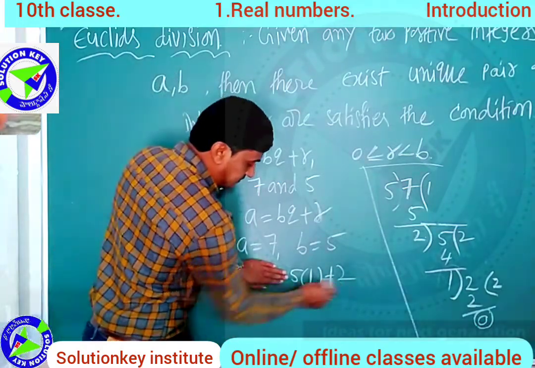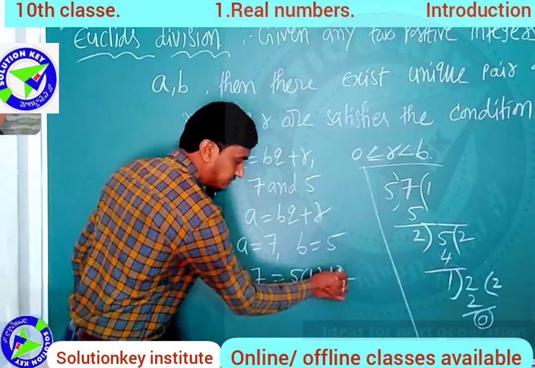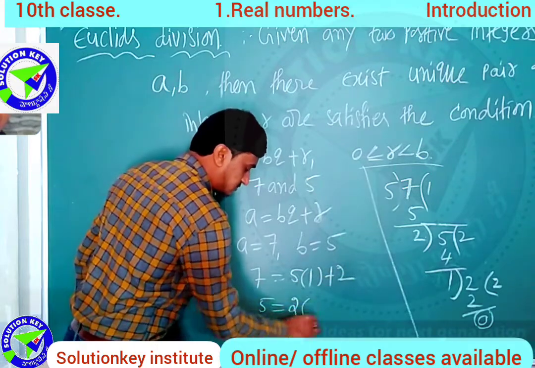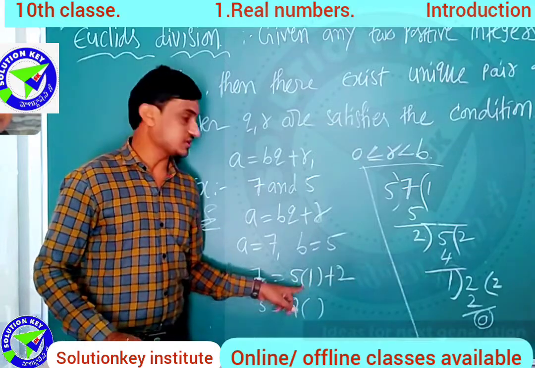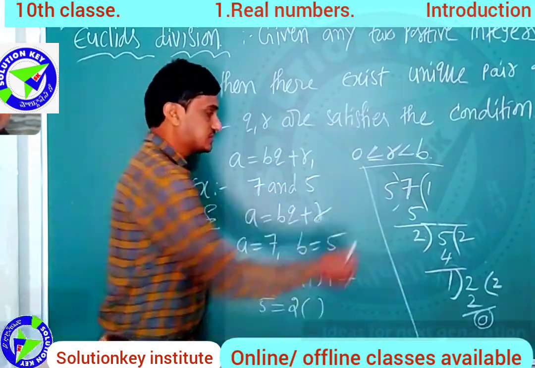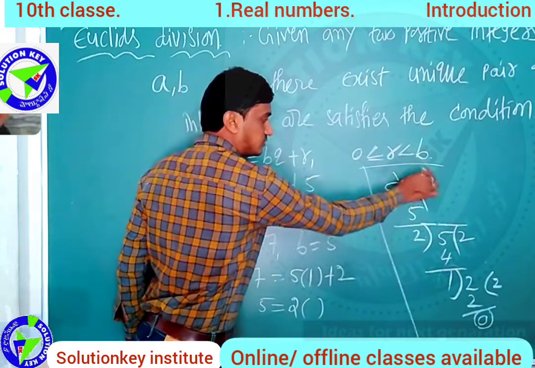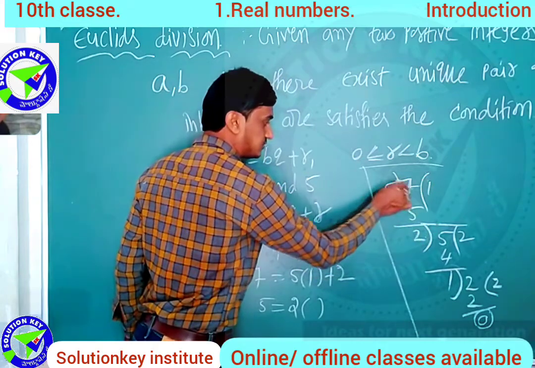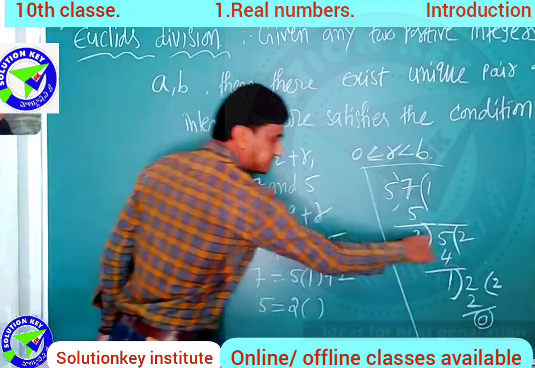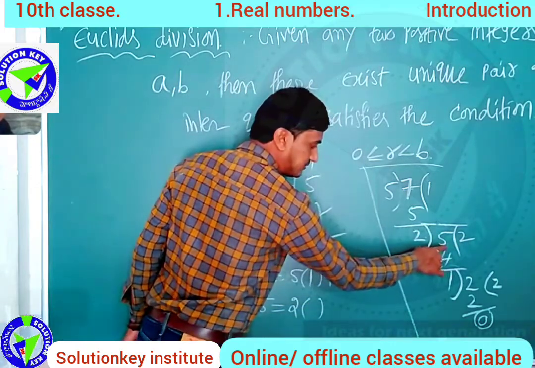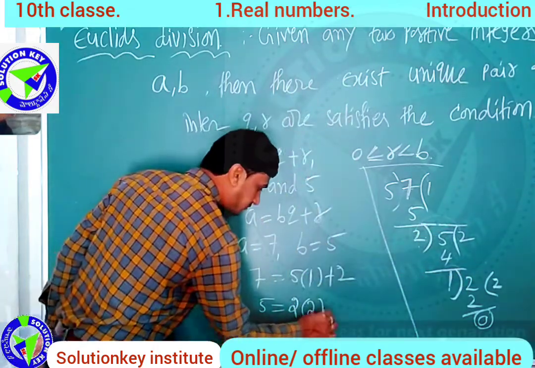In this one, the biggest one is 5, and what is the remainder? 2. Again, you continue this one only. What that means? 7 = 5 × 1 + 2. Next step, 5 = 2 × 2 + 1 remainder. 2 × 2 is 4 plus 1.